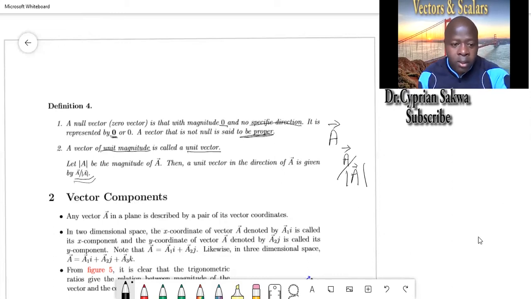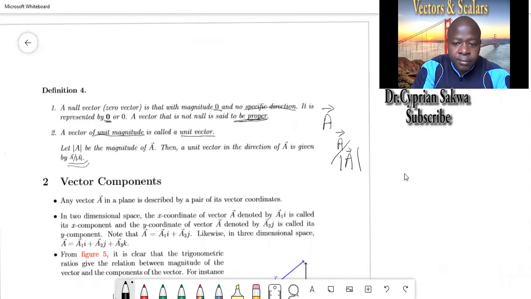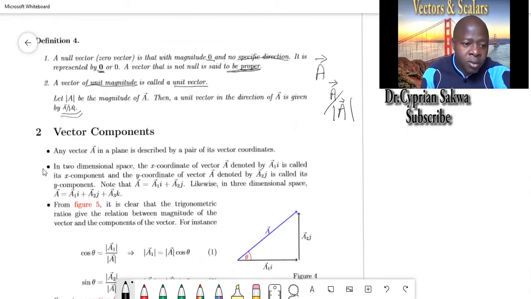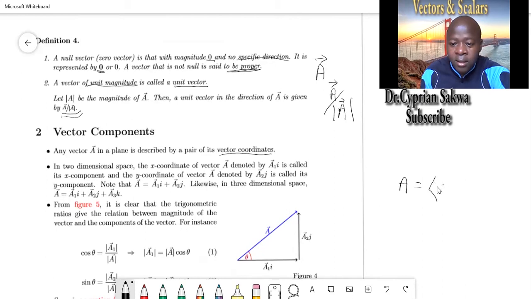Now let's look at components of vectors, or vector components. I've said, point 1, that any vector A in a plane is described by a pair of its vector coordinates. So for example, I can have vector A and I will say that it's (2, 3). This is just a coordinate where vector A is.